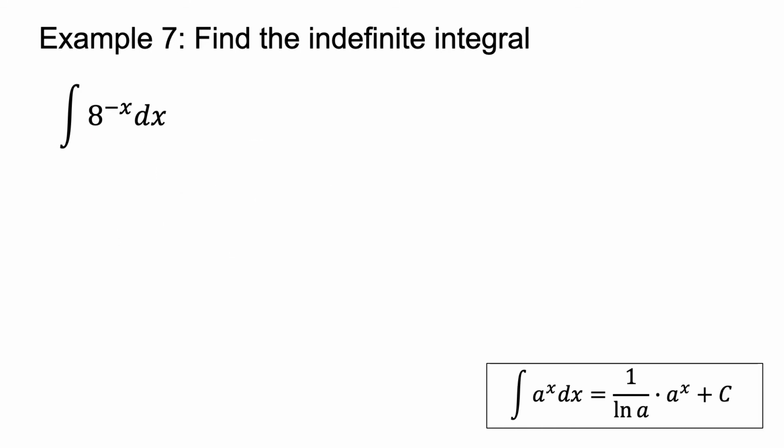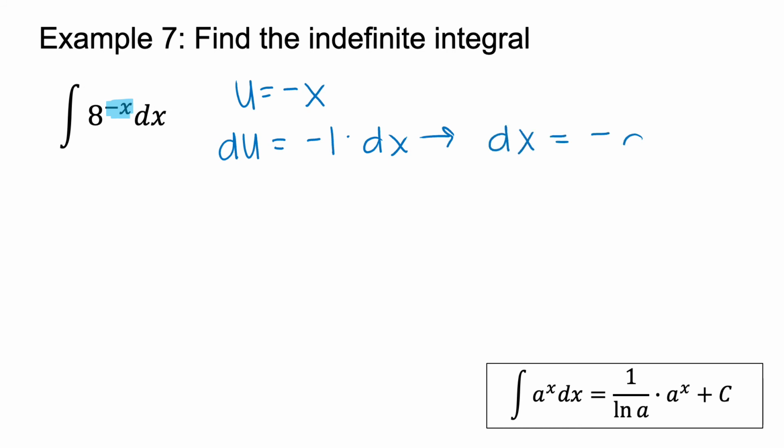All right, our next example is very similar. We want to integrate 8 to the negative x dx. Unfortunately, it doesn't follow the pattern exactly because our exponent is not just x. There's more to it, in this case a negative. So in order to complete this problem, we need to use u substitution. So let's let our u be equal to this exponent. So if we choose u equals negative x, then du would equal negative 1 dx, which makes dx just equal to negative du.